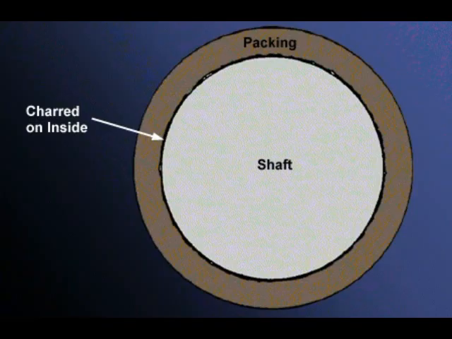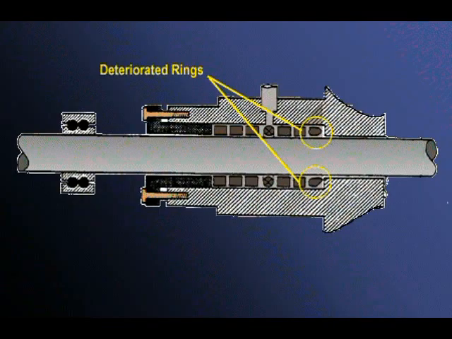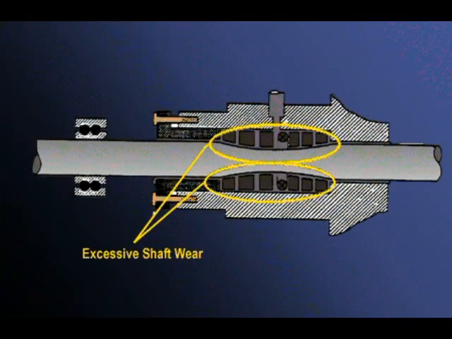Problem: wearing face of rings is dried and charred, while the rest of the packing is in good condition. Possible trouble: high temperatures and lack of adequate lubrication with over-tightening of the packing or mislocating the lantern ring. Problem: innermost ring is deteriorated. Possible trouble: packing is incompatible with the liquid being handled. Problem: excessive score or wear on the shaft. Possible trouble: hard packing or wrong type of packing.